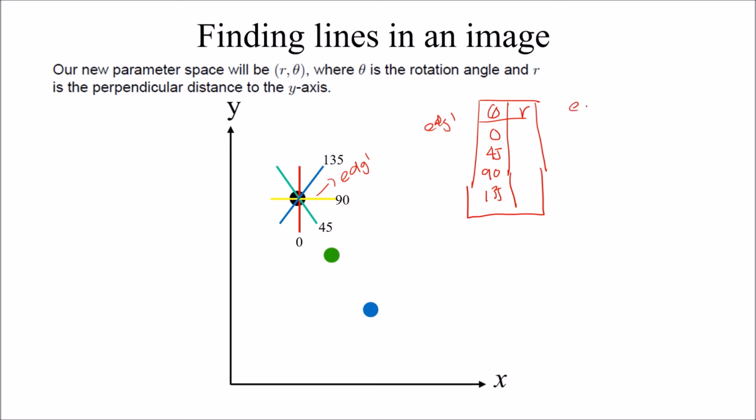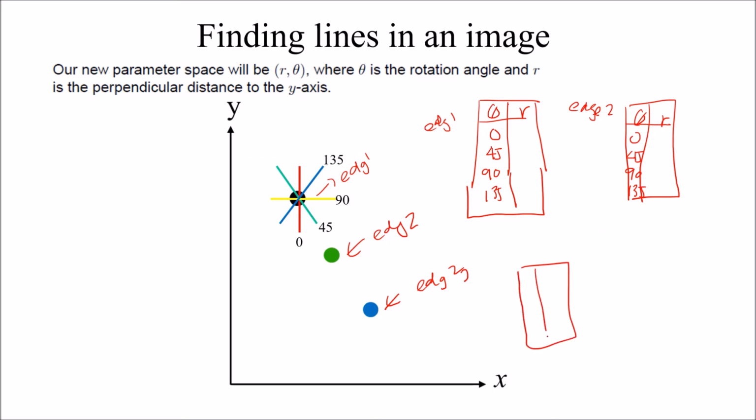The same thing will happen for edge 2. If I mark this as edge 2, and the final, the blue spot, is edge 3. For edge 2, the same thing: you find the set of theta and r, with the same resolution, 0, 45, 90, 135. So for all three edges, theta is 0, 45, 90, 135. So the issue is how to find r.